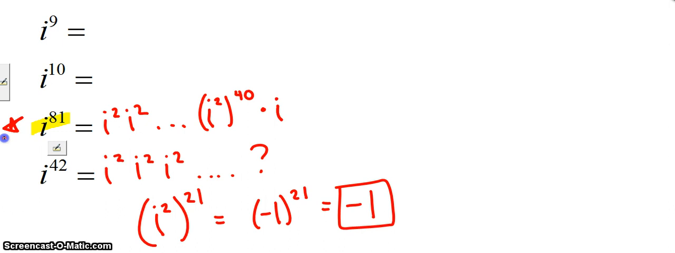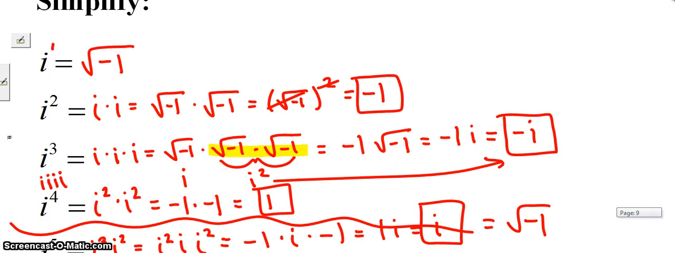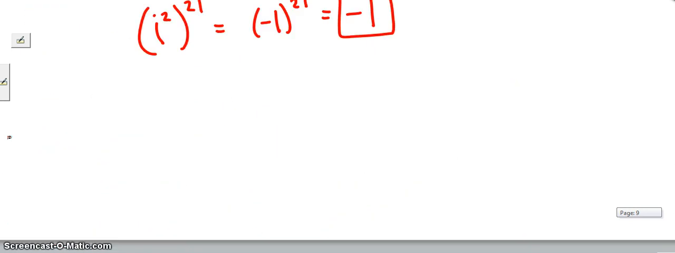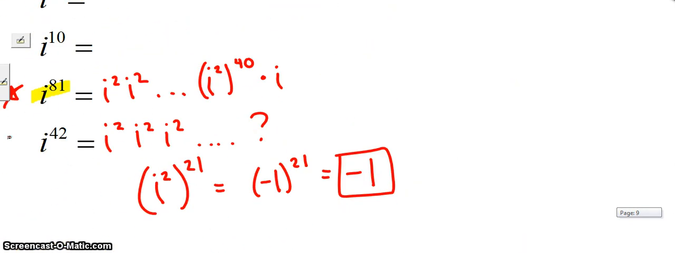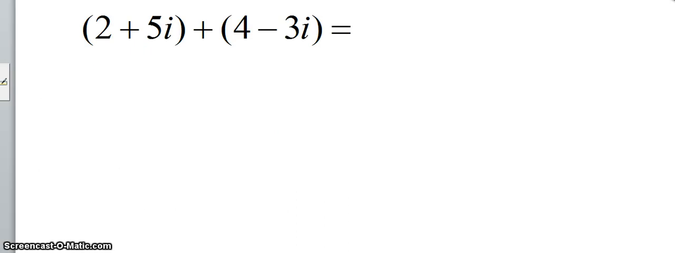I want you to finish this off and see if you can simplify it and see what i to the 81st equals. The good news is you have a 1 in 4 shot of getting it right. It's either going to be i, negative 1, negative i, or 1. Try those on your own. Practice forever and ever and ever. Come with questions. Okay, moving on to our next operation.